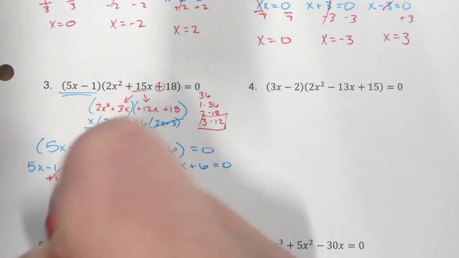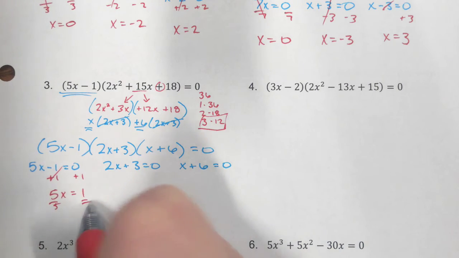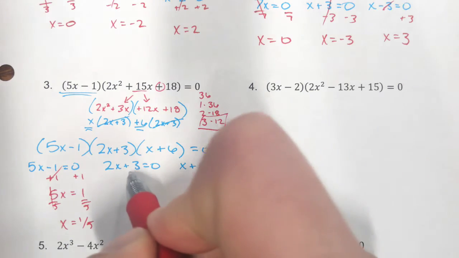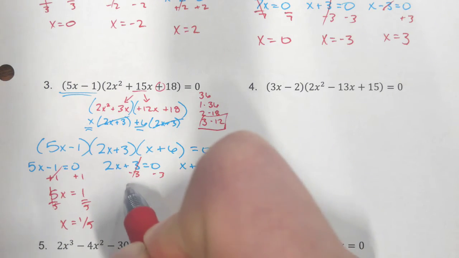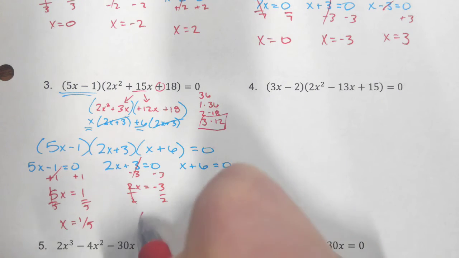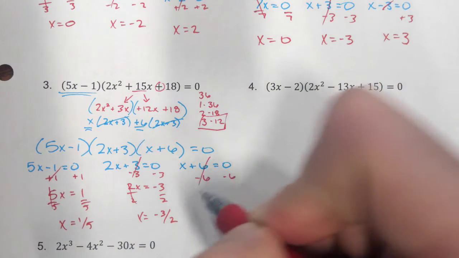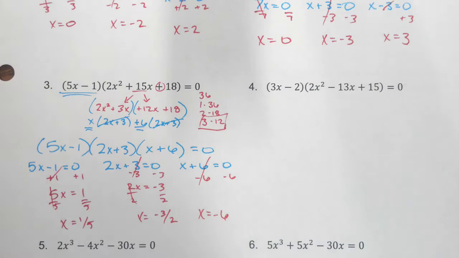Plus 1, so 5x equals 1. Divide by 5, and x is 1/5. Second one, subtract 3. 2x equals negative 3. Divide by 2, and x is negative 3/2. And then the last one, just subtract 6, and x is negative 6. So there you go, 3 solutions once again.